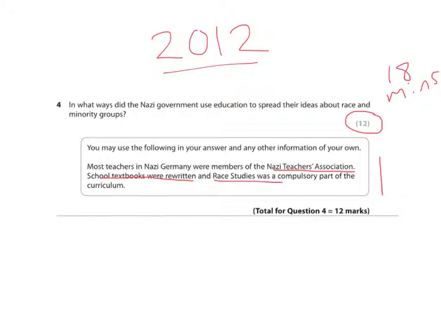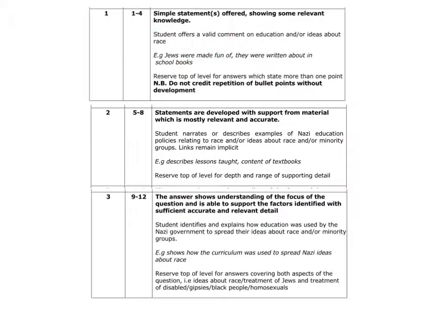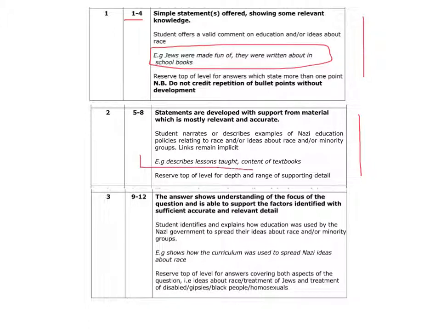Now, before we look at my model plan and how I would approach it, this is the mark scheme. The mark scheme is always useful. It gives you some examples of content. For the first level, a simple statement, worth 1 to 4 marks out of the 12, it tells you Jews were made fun of, they were written about in school textbooks. Getting slightly better, again it gives some example of content, e.g. the candidate talks about the lessons that were taught and the contents of the textbook.